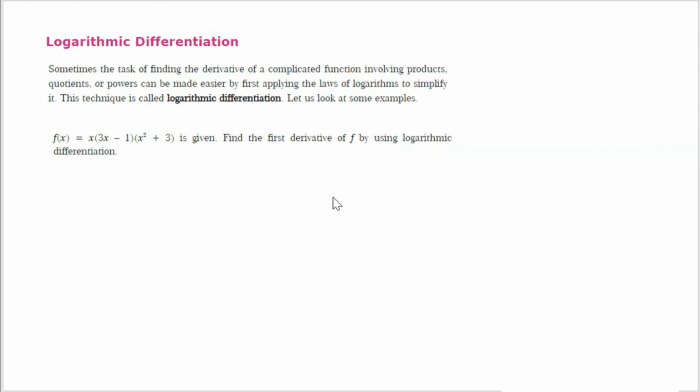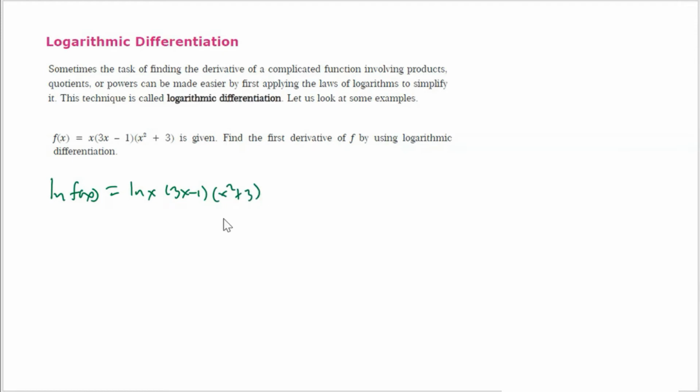So we have f of x equals x times 3x minus 1 times x squared plus 3 is given. So find the first derivative of f by using logarithmic differentiation. Now to solve for that, we are going to take the logarithm or ln of both sides. So therefore, I can write now ln of f of x is equal to ln of the right-hand side. So I can write now ln of x times 3x minus 1 times x squared plus 3.